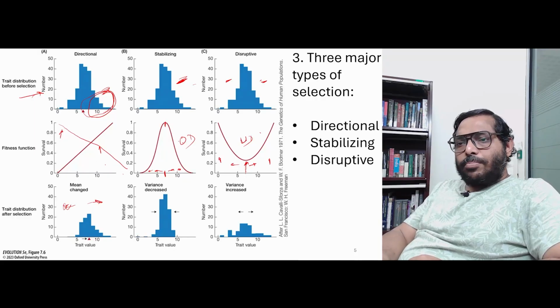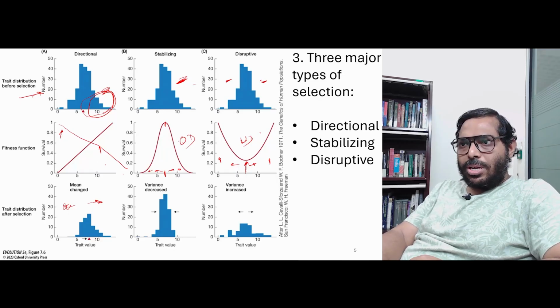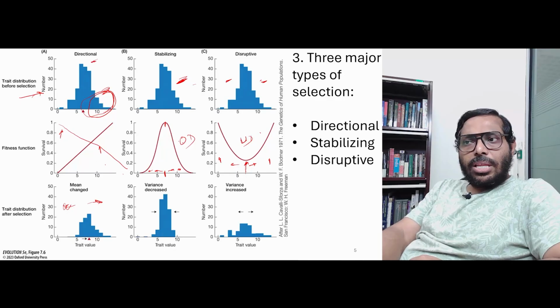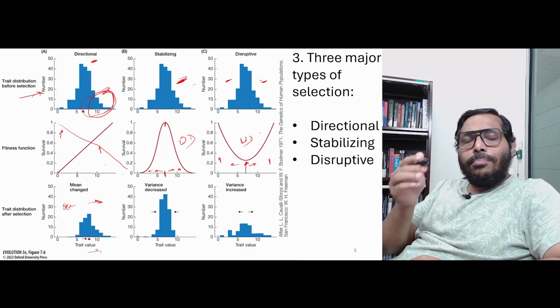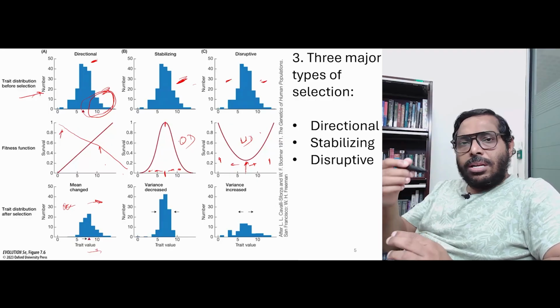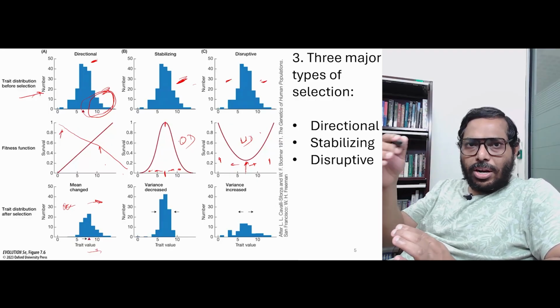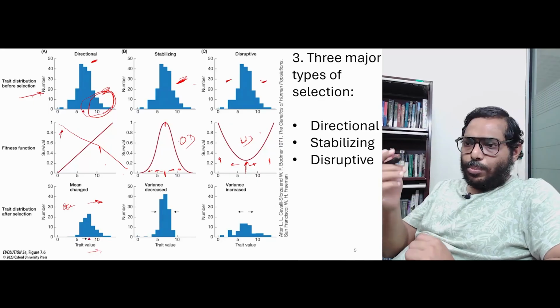So, in this particular case, where the highest fitness values are for those individuals who are on one side of the distribution, the kind of selection that you have is known as directional selection, and this generally leads to an increase or decrease in the mean of the trait value in one direction. How it affects the variation depends on what kind of genetics is there, but typically we know it by the change in the mean value.